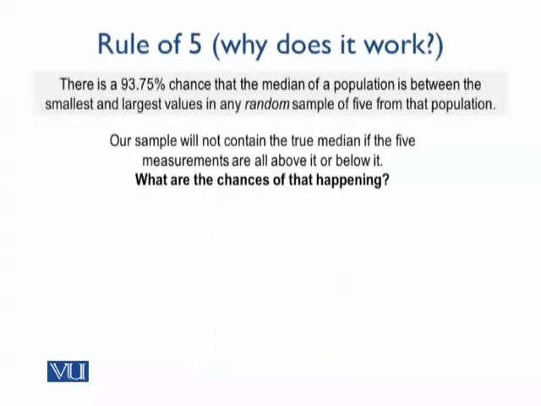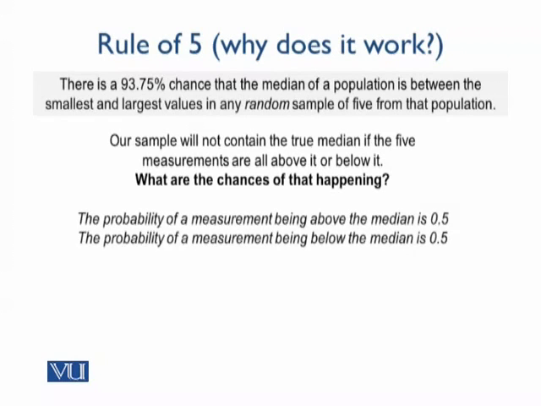So how does this come about? The important point is that now we are talking of the median of the population. And if you recall, the median of the population is the midpoint. The probability of having a measurement which is above this median is 0.5. And the probability of having a measurement which is below this median is again 0.5. So when would we have a case in which we will not have the median in this range? That would be the case when all of your 5 measurements are above the median or all of your 5 measurements are below the median.